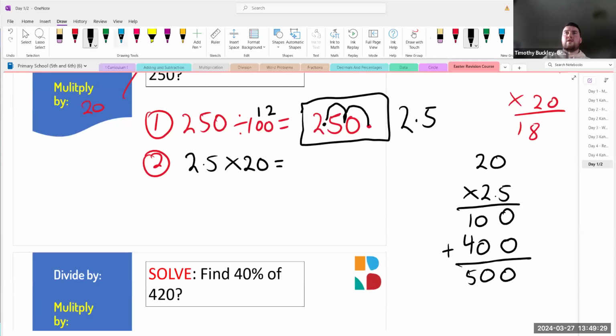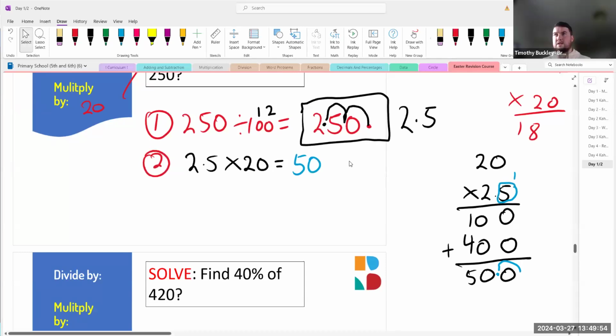But in the question, there's one number after the decimal point, this 5 here. There's only one number after a decimal point. So that means that we move our decimal point in one place. So our final answer is 50.